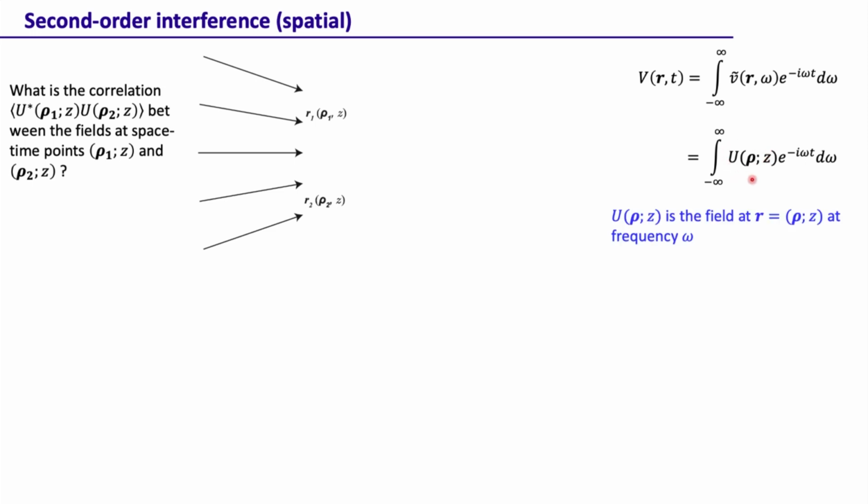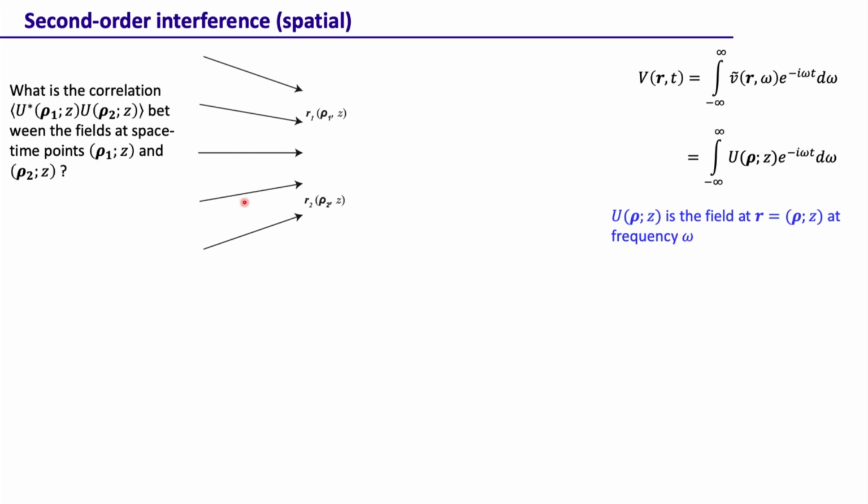Once we know everything about U, then of course we can put it here and do this omega integral to get V(r,t). But for this part, when we are studying second order coherence in space, we will only study U(rho, z). Once we know U(rho, z), we substitute it in here, and then we can get V(r,t).